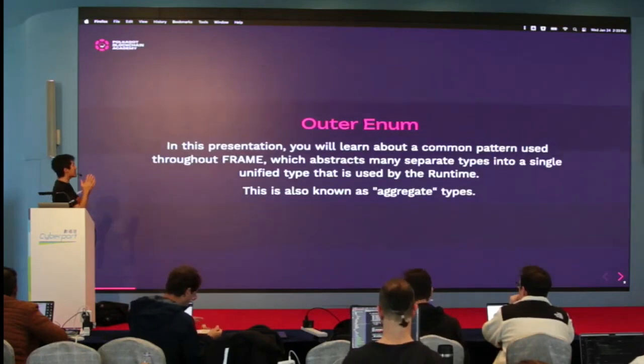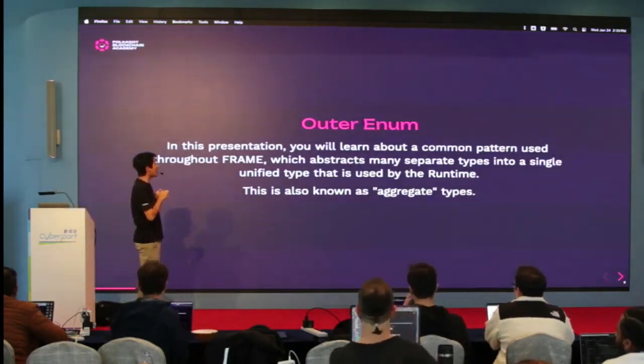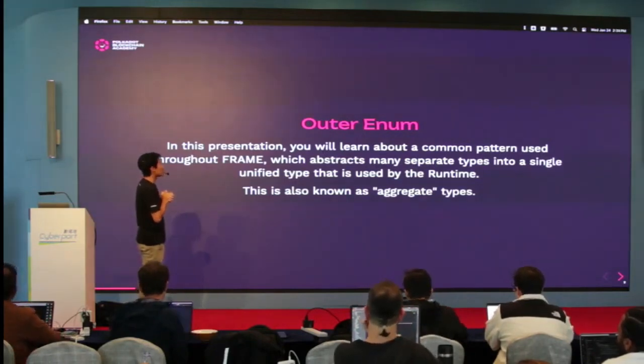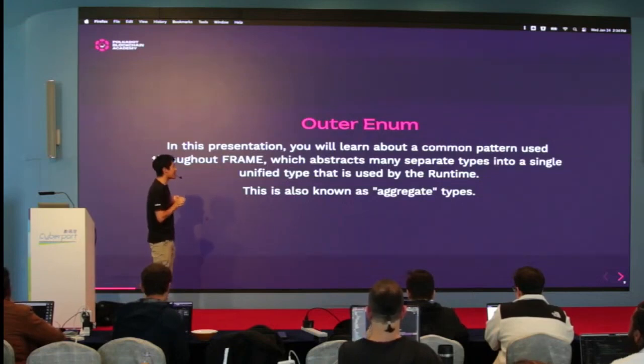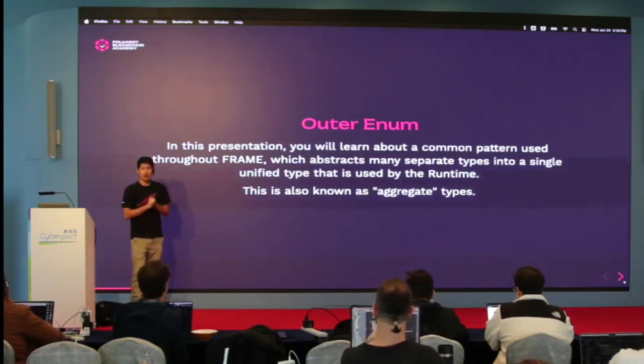Okay, outer enums. In this presentation, you will learn a common pattern used throughout Frame, which abstracts many of the separate types into a single unified type that is used by the runtime. This is also called an aggregate type. Okay?